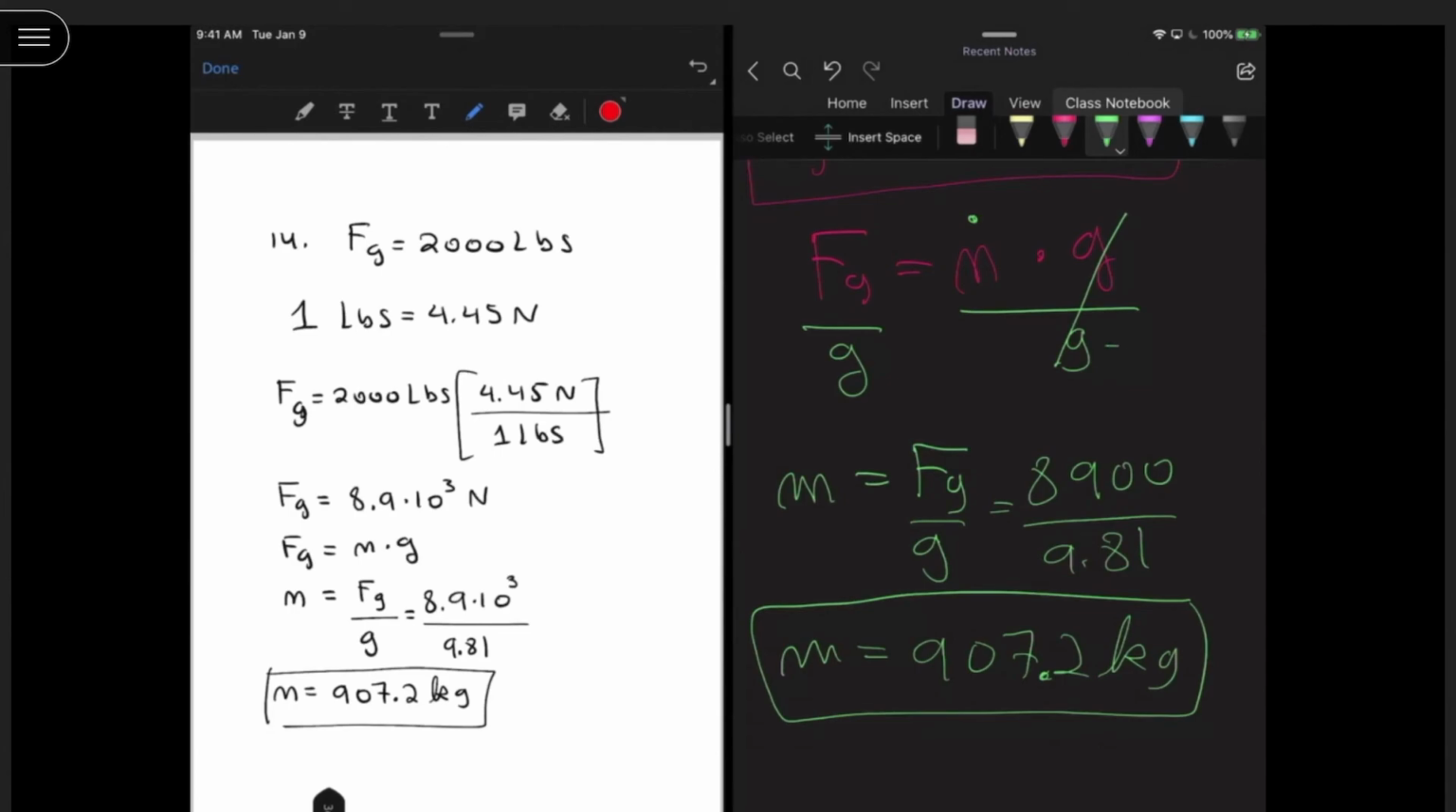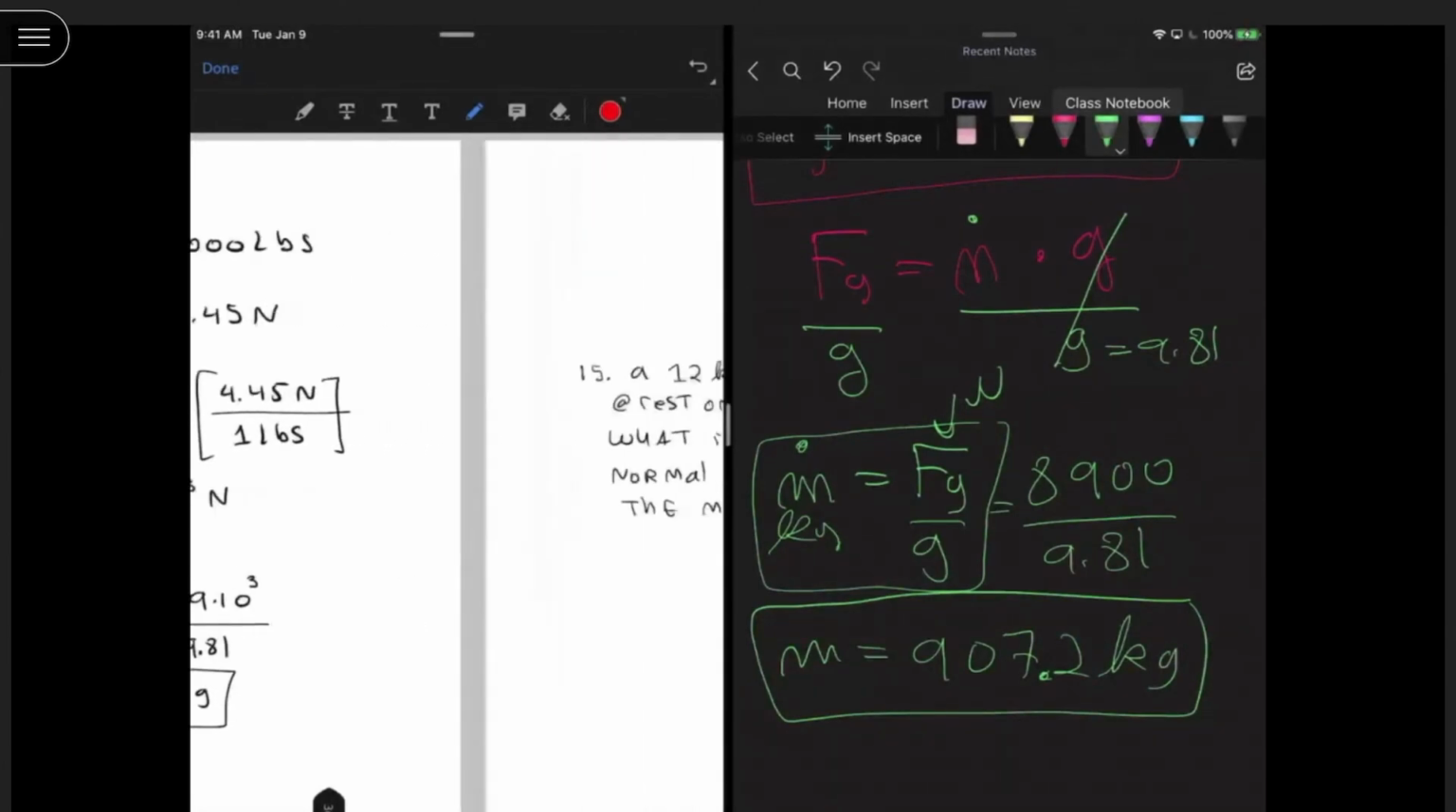G is 9.81. If you already see a g, that means 9.81. Mass is always in kilograms. That's the basic unit for mass. Whenever you use Newton's equations, the mass always has to be in kilograms, and the weight has to be in newtons. Those are the standard units. Does that answer your question? Okay. All right, so let's go on to the next one.